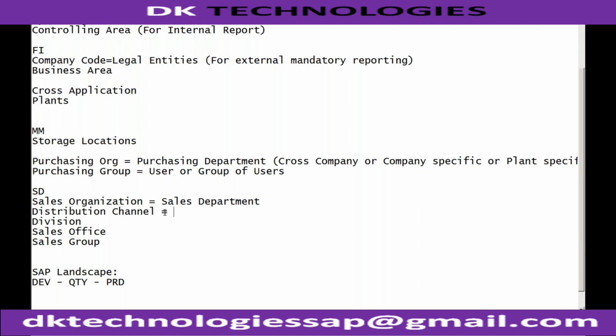So if I have 10 different stores, 5 different stores in Mumbai, 5 different stores in Pune, again, those are my distribution channels from where I'm distributing that material. Right? So that is a distribution channel.